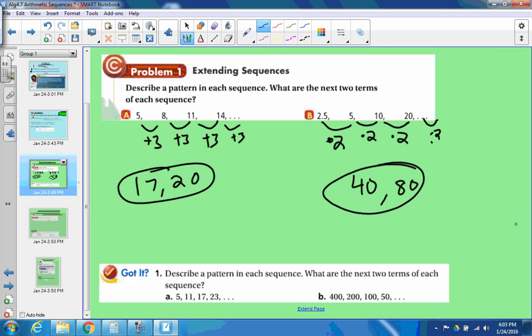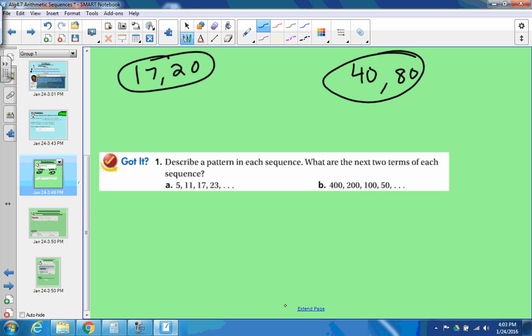So I'm going to let you try one on your own. Why don't you do both of them? First one says, what's the pattern here? It says 5, 11, 17, 23, and find the next two terms. And then the next one is, what's the pattern here?